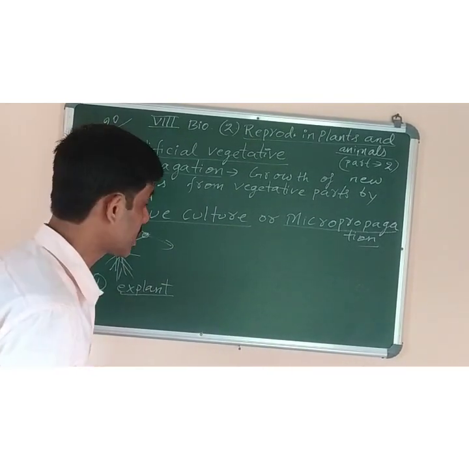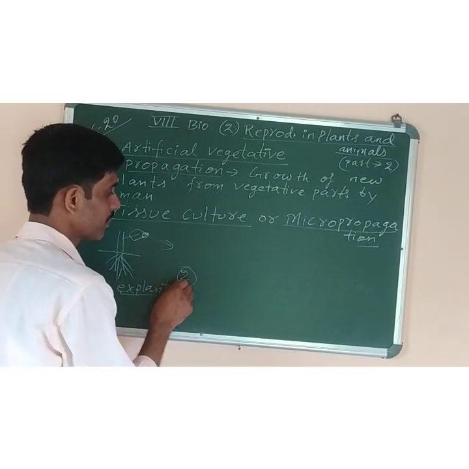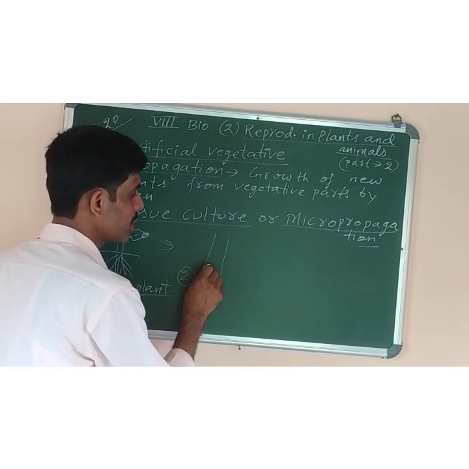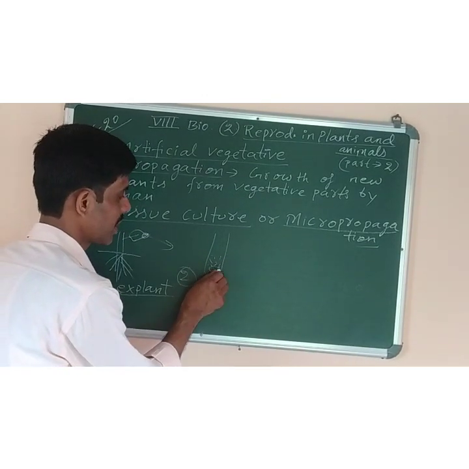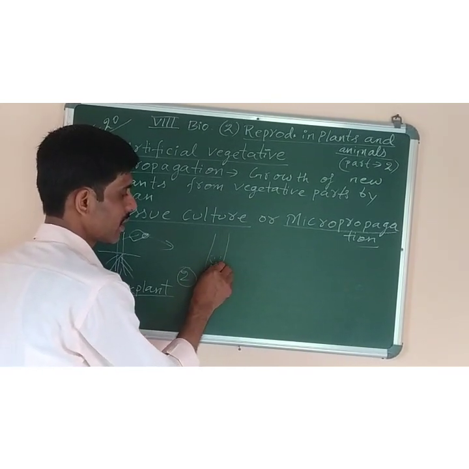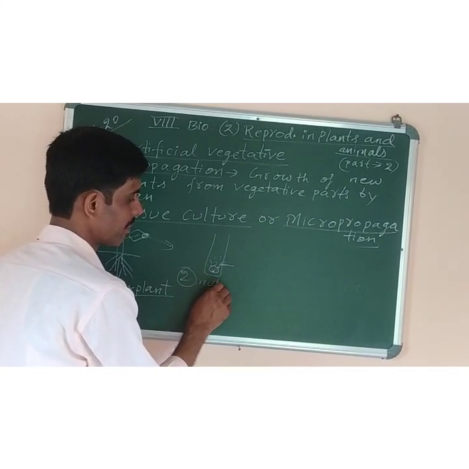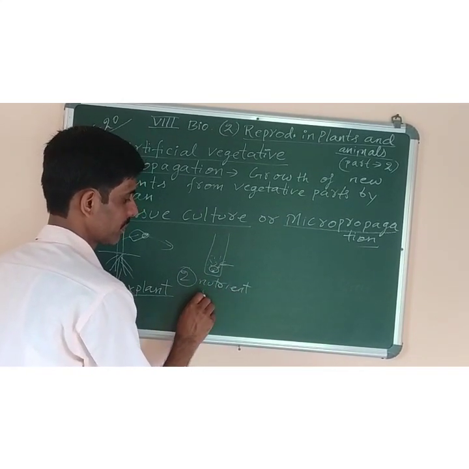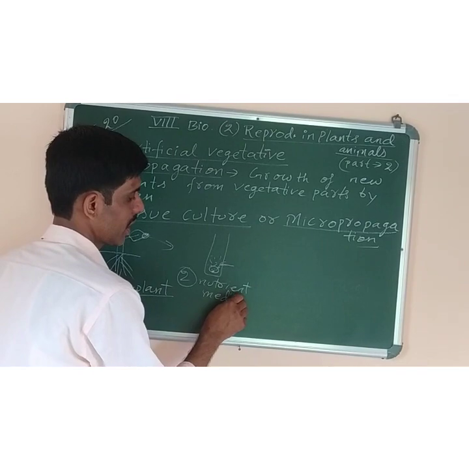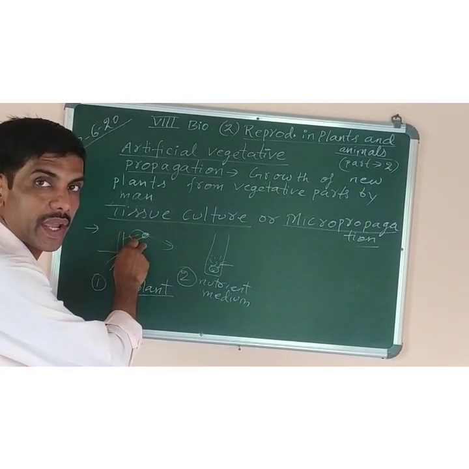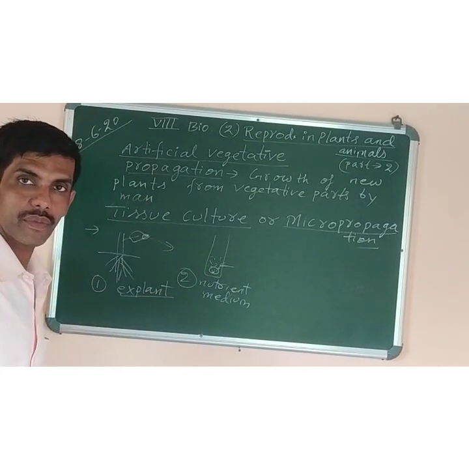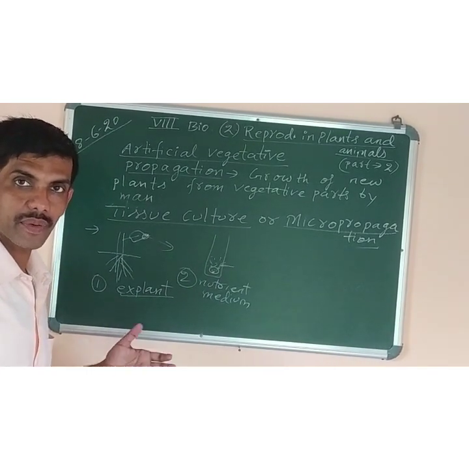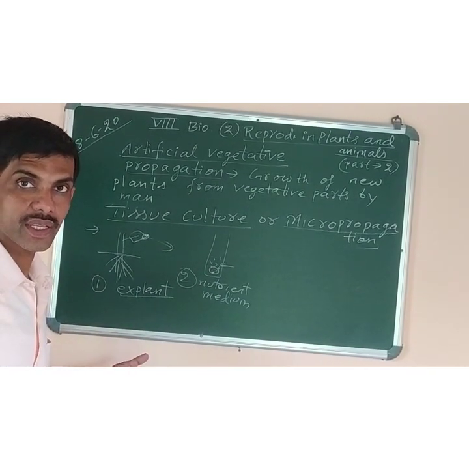Now what we do to these cells, step number 2, we put them inside a nutrient medium. Nutrients are there, and these cells are kept here. In step number 2, we keep the cells obtained from the growing parts of the plant in a nutrient medium so that the cells can differentiate, they can grow, and increase in number.